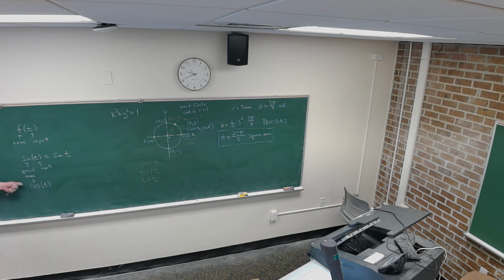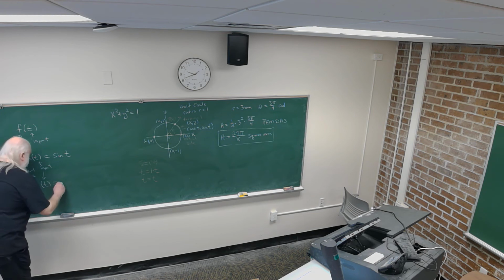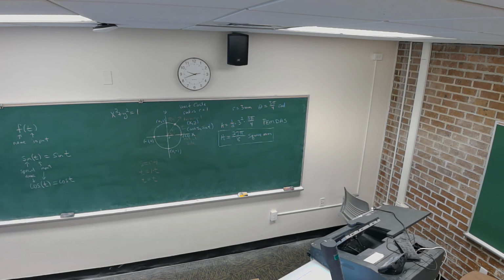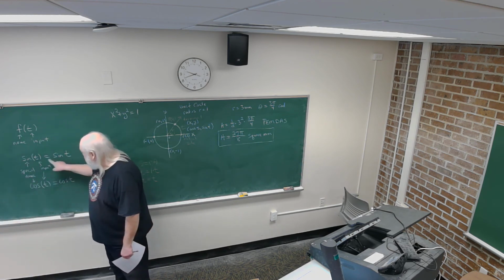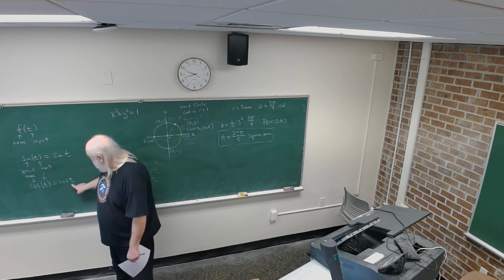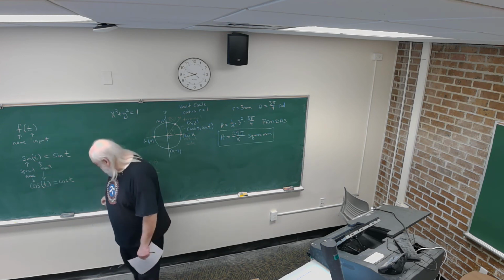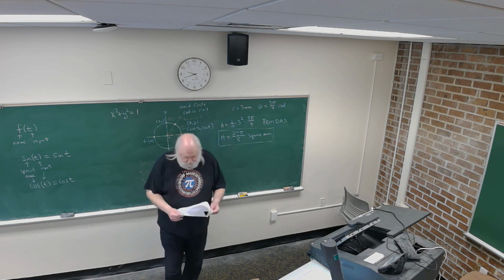Cosine is the special name of a function. Okay? T is the input to the cosine function. So this is cosine of t, just like this is f of t. But because this is the name of a special function, we often drop the parentheses and just write cosine t. So when you see this, you should be thinking this. When you see this, you should be thinking this. All right.